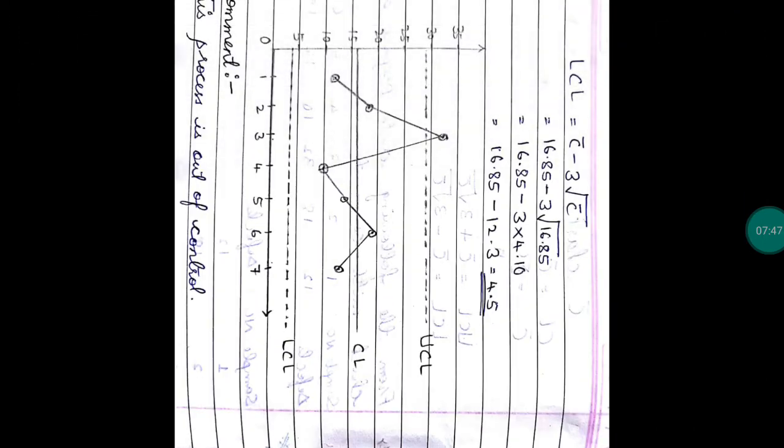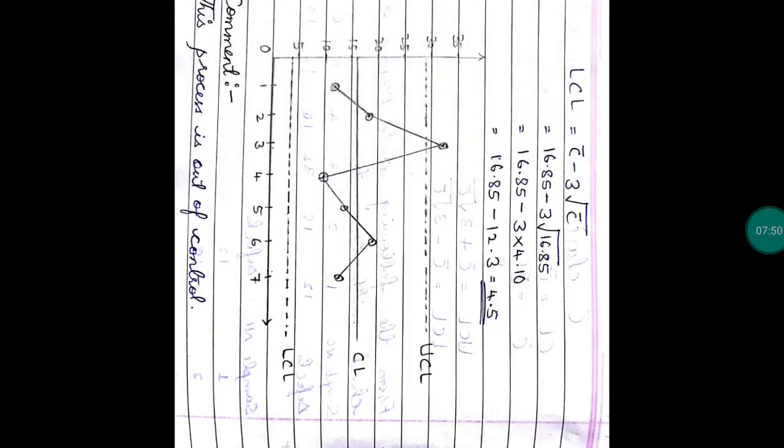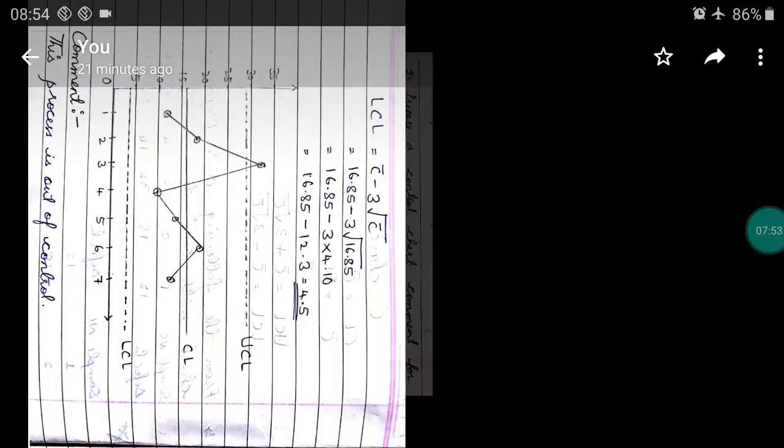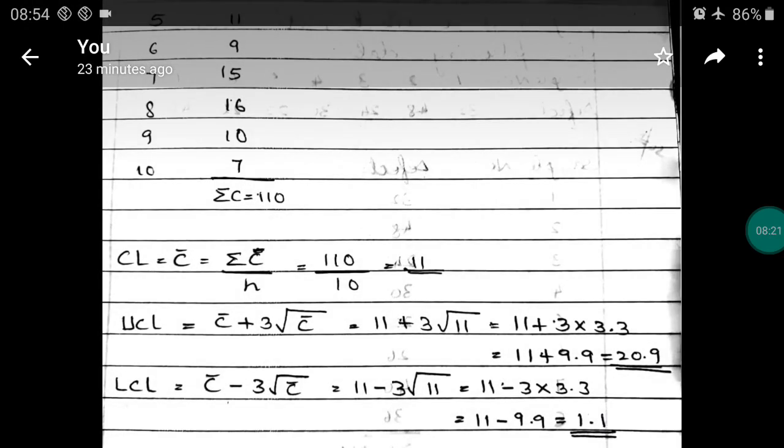Now come to the second problem. Prepare a control chart and comment for the following data. Here the number of samples is 10, and the defects are 6, 12, 14, 10, 11, 9, 15, 16, 10 and 7. Here the problem gives the number of defects. After that you should add all the defects.